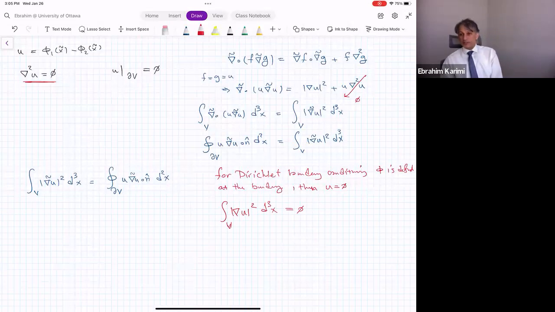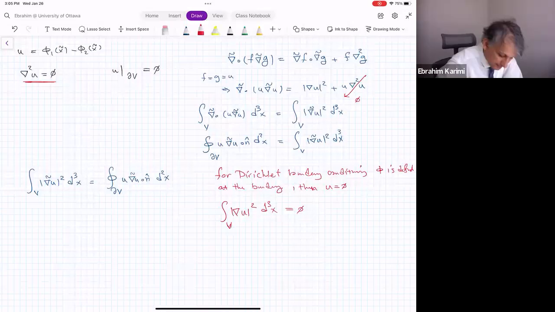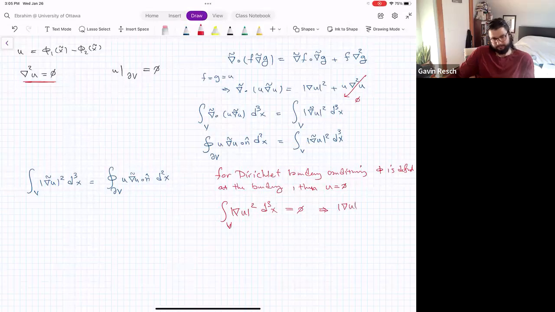What you will get from this, and this is for any volume because we are solving this for any volume and any charge distribution, what does it mean? The gradient of u has to equal 0. Fantastic. So from here, we got that the absolute value of the gradient of u is equal to 0.